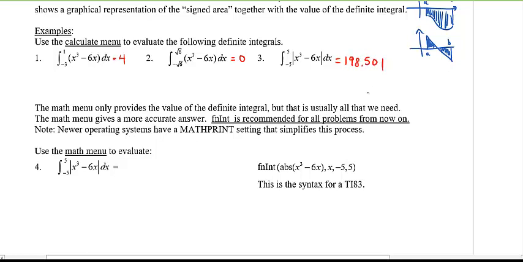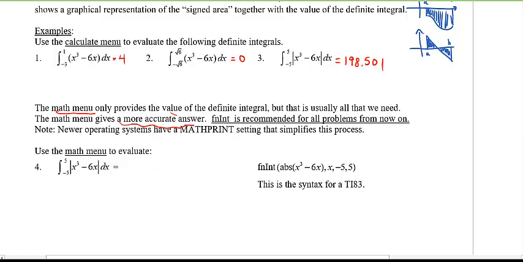Okay? Now, that's using what we call the calculate menu. You always get a visual representation. Now there's also another way of doing it called the math menu, and we can use that. This method only provides the value. It doesn't actually give you a picture, but that's usually what we need anyways. We don't really care about the picture. Now I want you to know that the math menu also gives a more accurate answer.